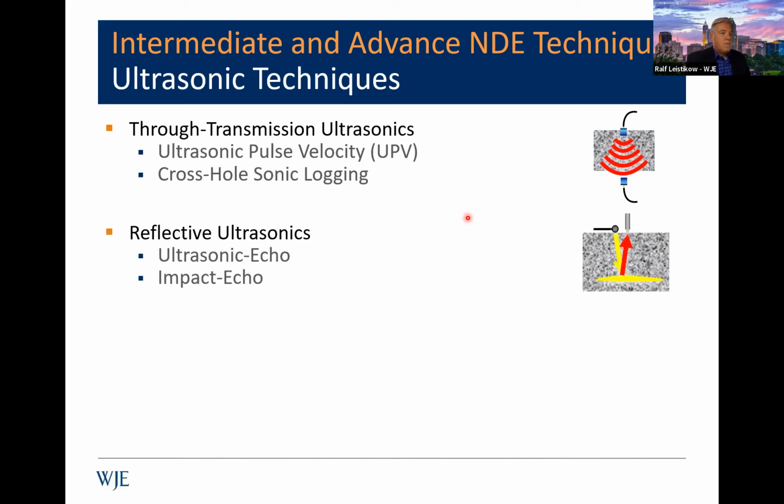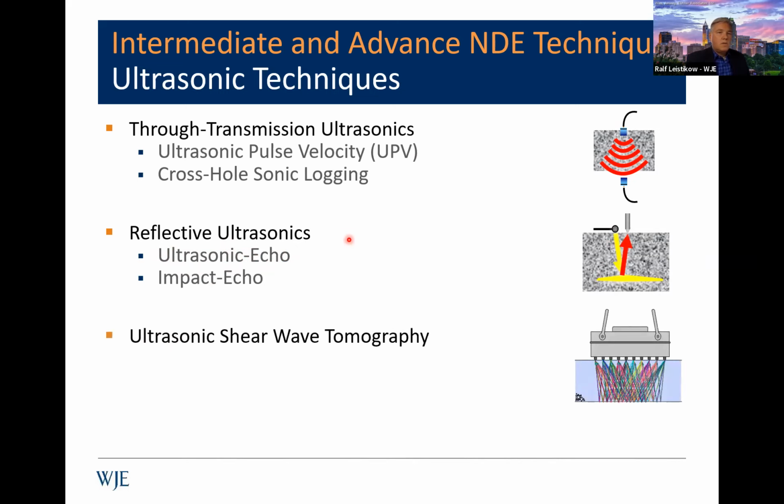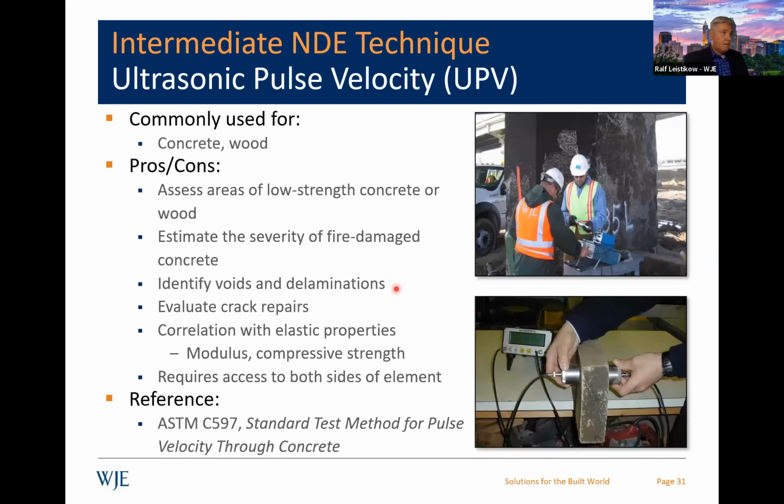Then you have the reflective ultrasonics, which is basically ultrasonic echo and impact echo. You're basically impacting, and then you get a signal that you read. You can do it from one side. The other one is tomography, or ultrasonic shear wave tomography. It's a newer technology where you have multiple impactors underneath this thing, and it basically creates a 3D image. And then we also have impulse response. So let me go through a couple of these here.